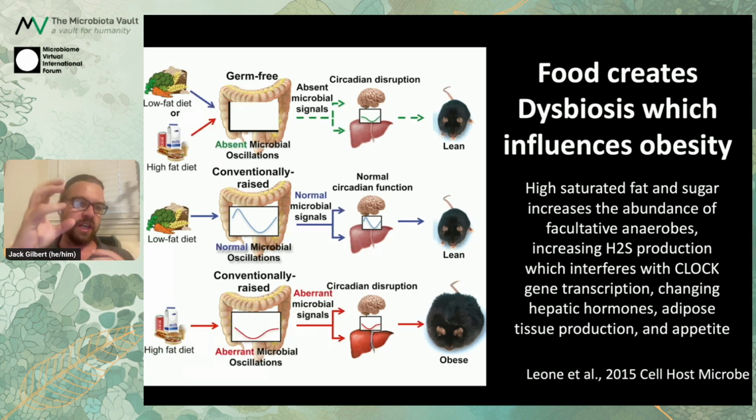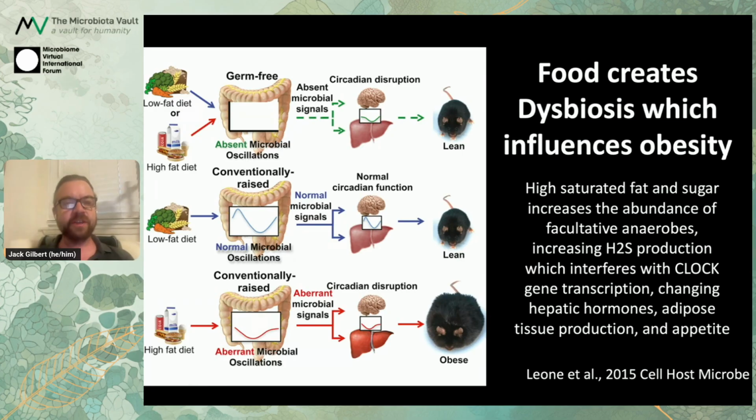The role in which diet influences, say, cardiometabolic diseases such as obesity, can be predicated on the presence of a microbial community. A germ-free animal up on the top here, whether it's consuming a low-fat diet or a high saturated fat, high sugar diet, it doesn't really matter. As long as it's consuming the same number of calories, you'll get a similar circadian functional dynamic inside the animal's organs. The brain will be in sync with the liver, and we will see the same kind of metabolic phenotype, the same amount of weight gain.